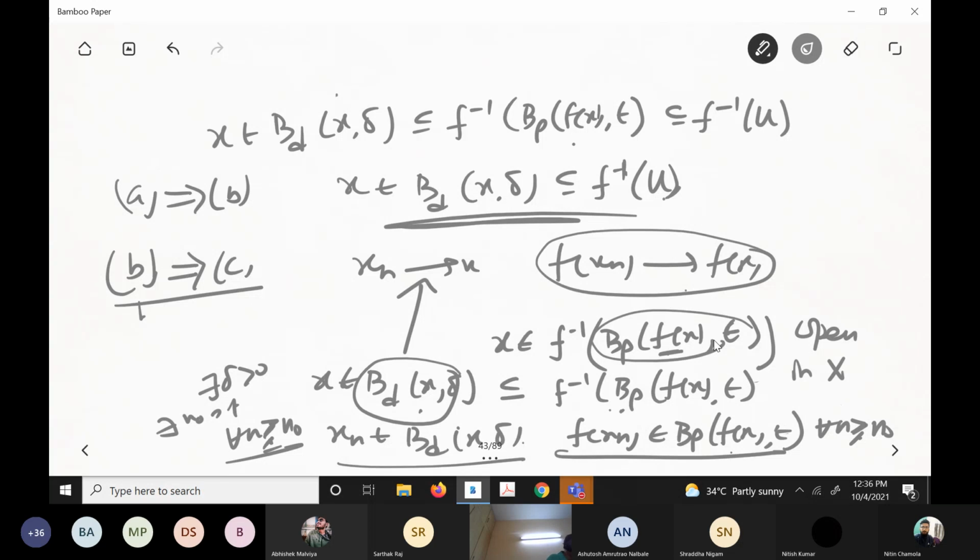Actually, read C carefully. It is not only for one sequence xn converging to a point x. It is for any sequence, so you should be careful. For any sequence, you should have this condition, just not for one sequence.